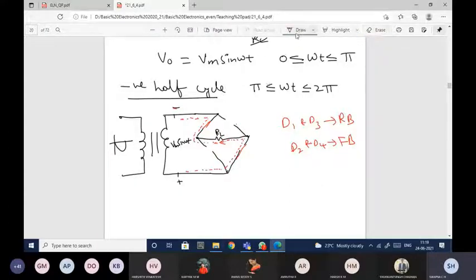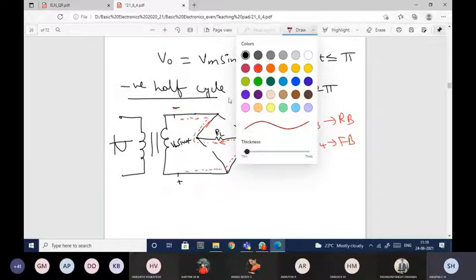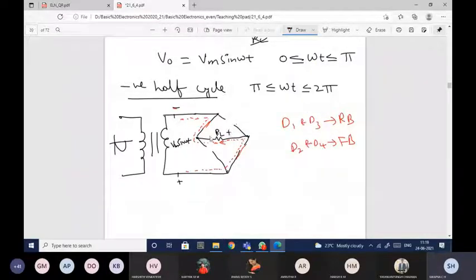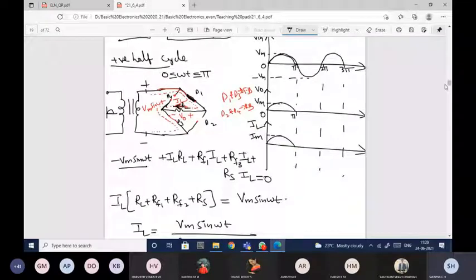Again you observe the current is flowing in this direction. So this side it is positive and this side it is negative. Let this voltage be V0. If you observe the current direction for the negative half cycle and the current direction for the positive half cycle, it is the same. So here also it is from right to left.